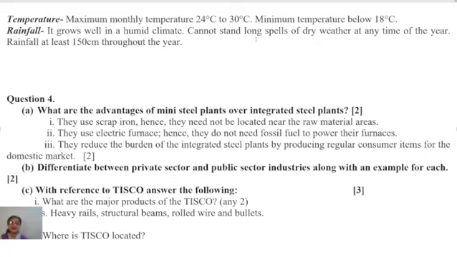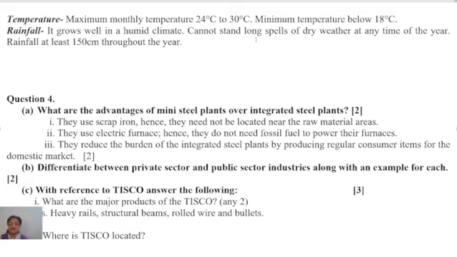Now come to the next question: differentiate between private sector and public sector industries along with examples. Private sector industries are those which are totally owned by any private firm or any person, right? But public sector industries are those which are under the control of the government, right? Those are called public sector industries.